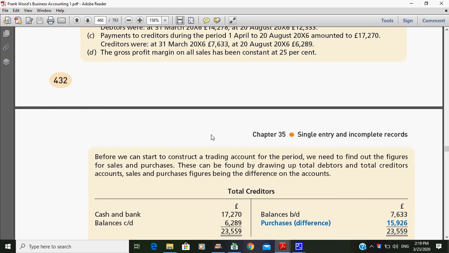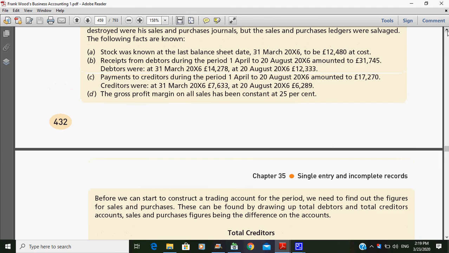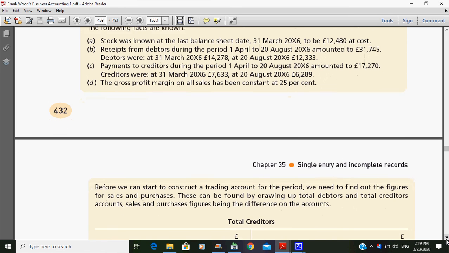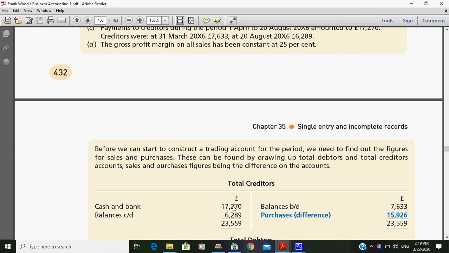Look at the creditors now. And then the amount that you paid, payments to creditors up to August 20, amounted to 17,270. That would have been debited in the creditors account, the total, and then the balance carried forward would have been the one for August 2006, 6,289. You add these two together, subtract the balance b/d from that, and you get the purchases figure of 15,926. Alright.